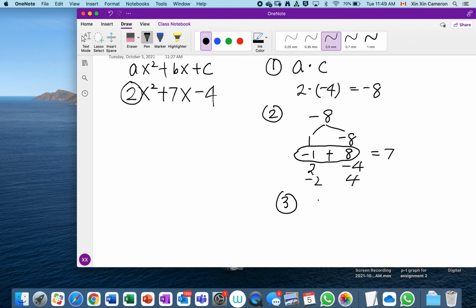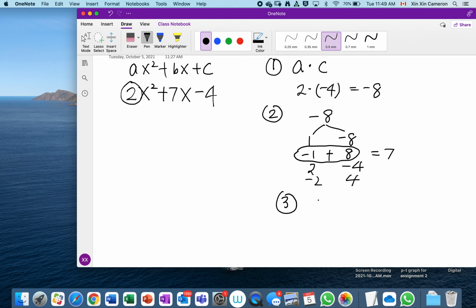So what's happening here is 2x squared, +8x, subtract x, then subtract 4. See that? All right, so this is the third step. Break this 7x into these two.